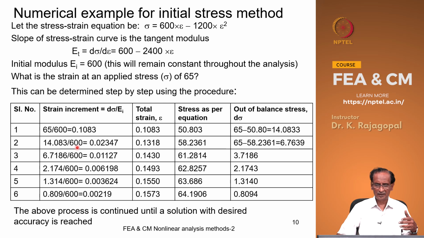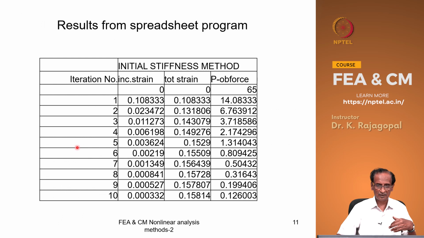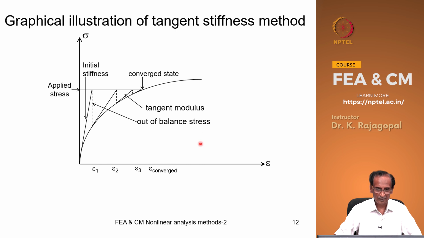Well, actually it is a very simple problem, and also the nonlinearity is not very high at 65. When we go to the Excel spreadsheet, I will illustrate this a bit more, and this is the result from our spreadsheet program. I will explain it when we go to the spreadsheet.